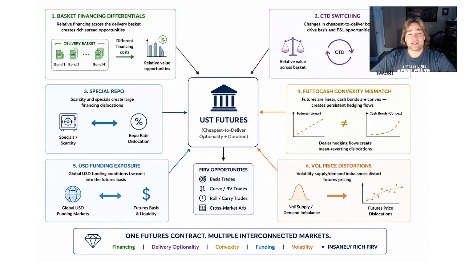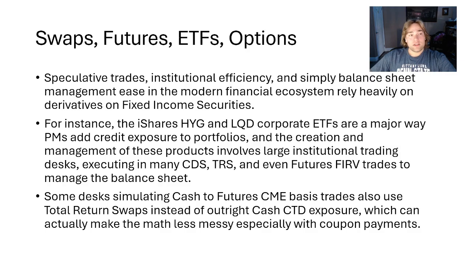And finally, volatility price distortions. Just like SPXW options, just like selling iron condors, there is a massive exposure you have simply to human fear and volatility around it. So swaps, futures, ETFs, and options. For institutional efficiency, not all fixed income holdings are just pure bonds, pure treasuries, or even a futures contract.